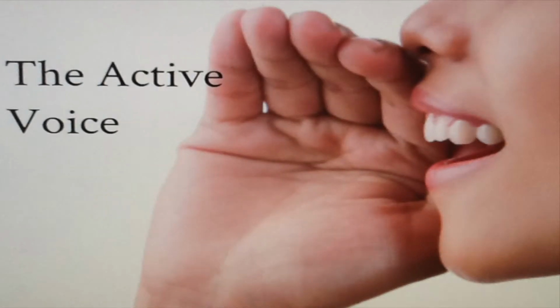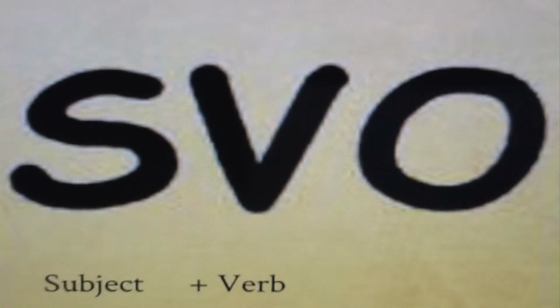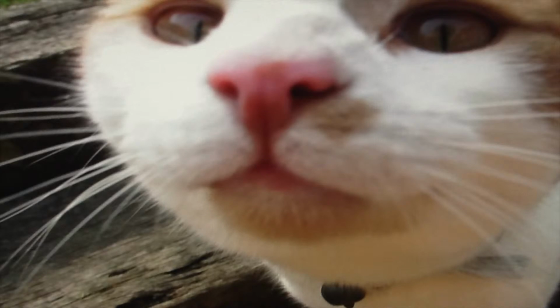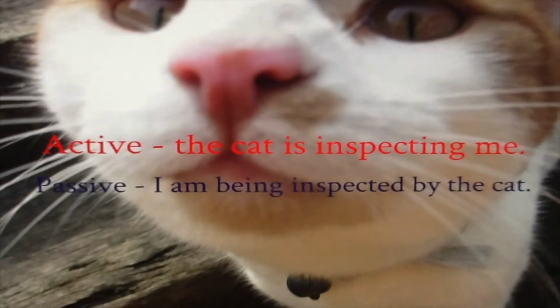First, let's go back and look at the active voice. The active voice is created using the subject-verb-object model. Subject, verb, object. In many ways, the passive voice uses a similar model, but the object is now the subject. The cat is inspecting me. I am being inspected by the cat.